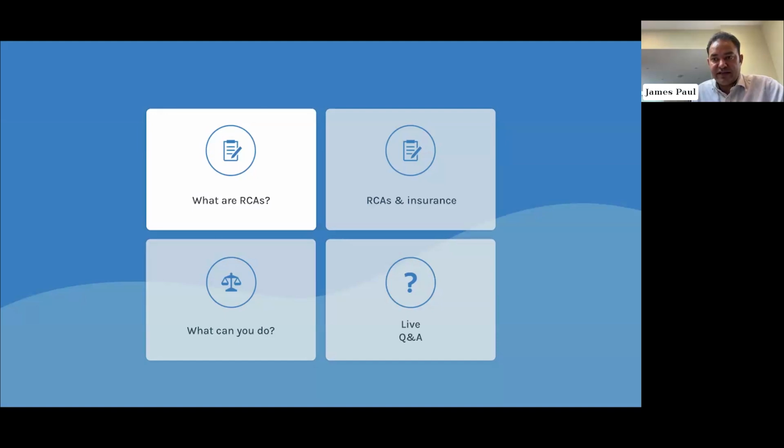And over the years, this methodology has become known as an RCA report. The days of just pulling figures out of the sky and saying, insure it for that amount, well, they're over now, as far as I can tell. And so how far do you go?